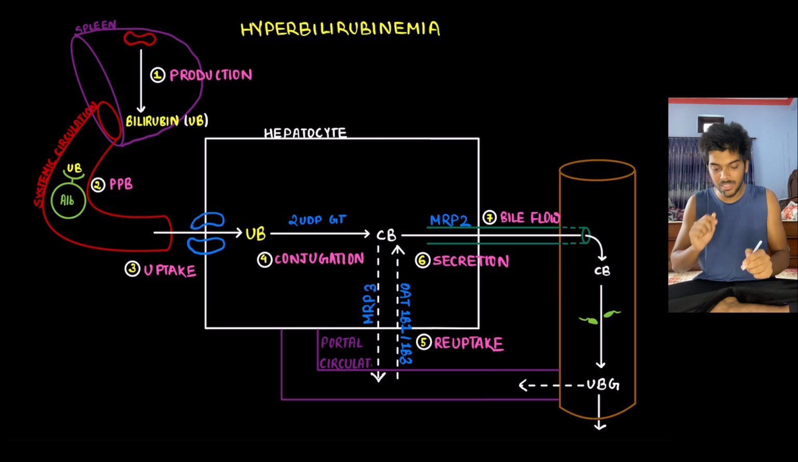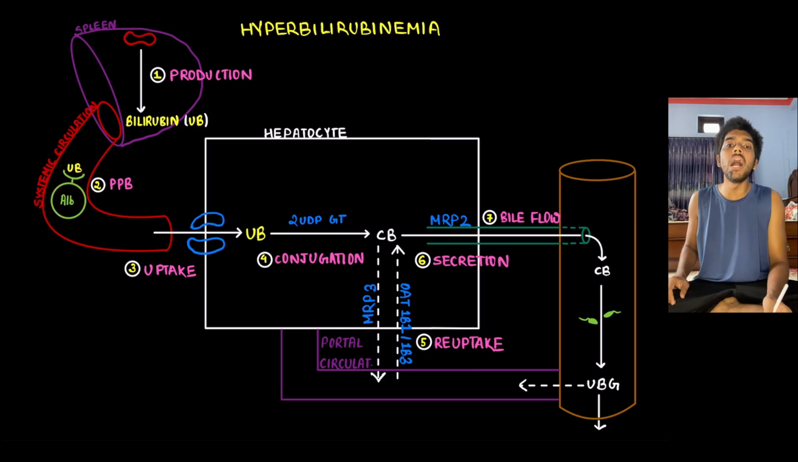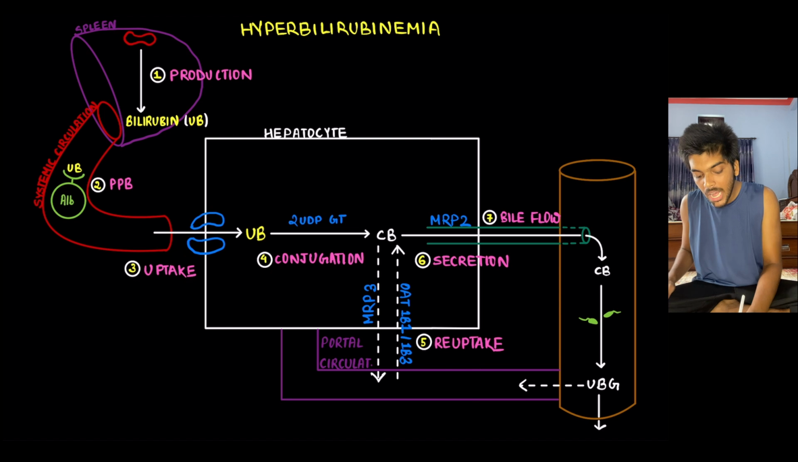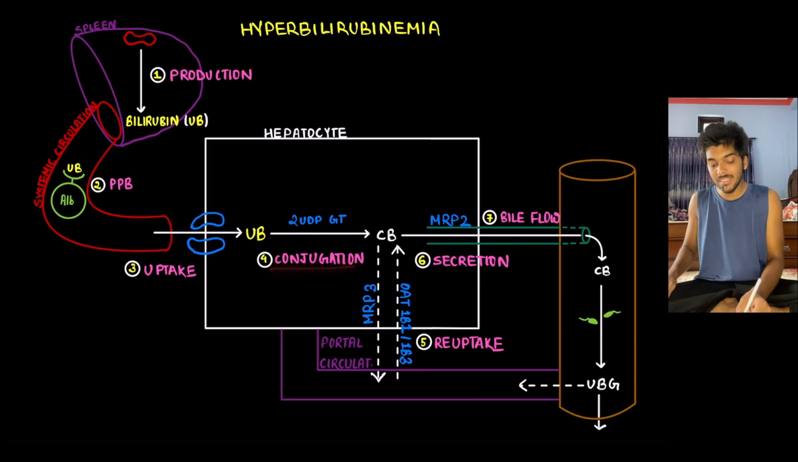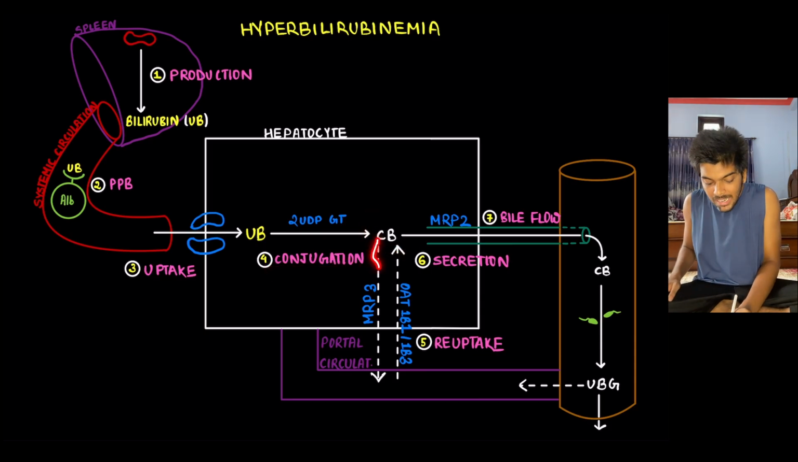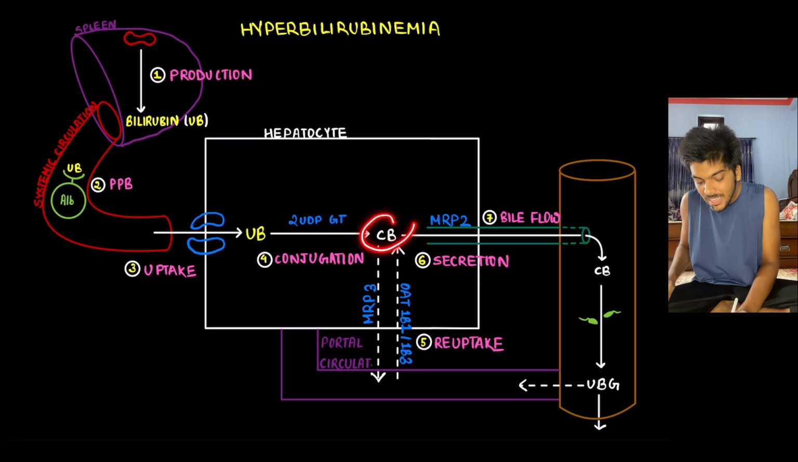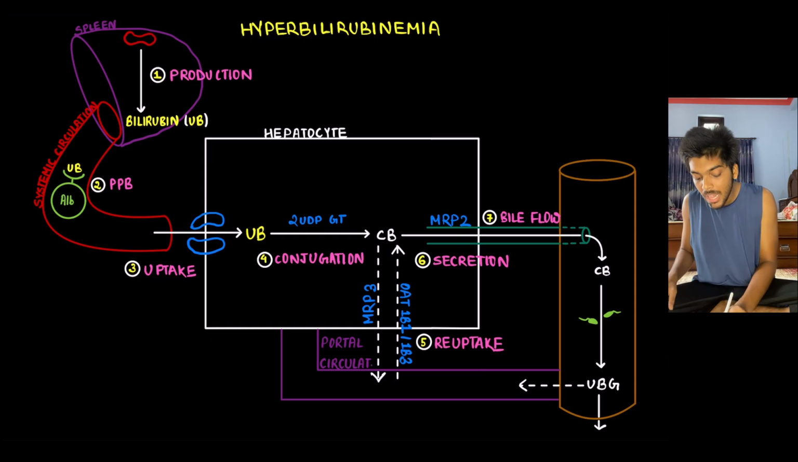So first, there was production of unconjugated bilirubin in the spleen. Second, the unconjugated bilirubin bound with albumin, plasma protein binding. Third, the unconjugated bilirubin was taken into the hepatocyte, uptake. Fourth, the unconjugated bilirubin was converted to conjugated bilirubin by the process of conjugation. Fifth, conjugated bilirubin leaked into the portal circulation. However, with the help of OATP1B1 and 1B3 protein, it was reuptaken. Sixth, the conjugated bilirubin present within the liver is secreted into the bile canaliculi with the help of multi-drug resistant protein 2.